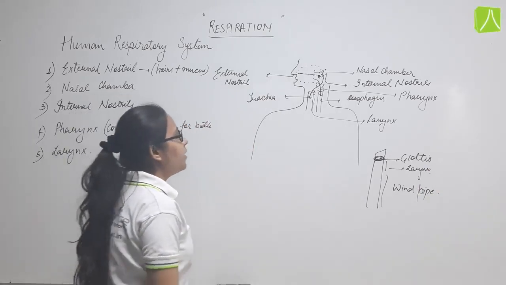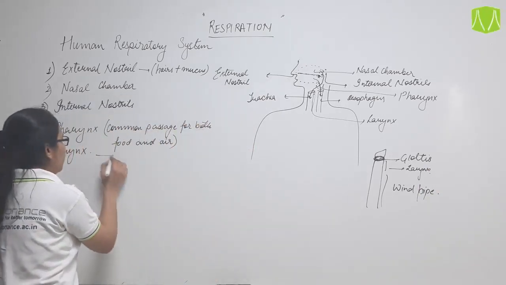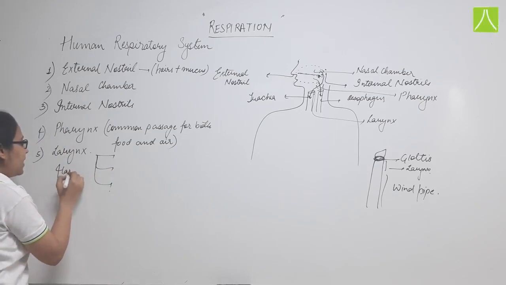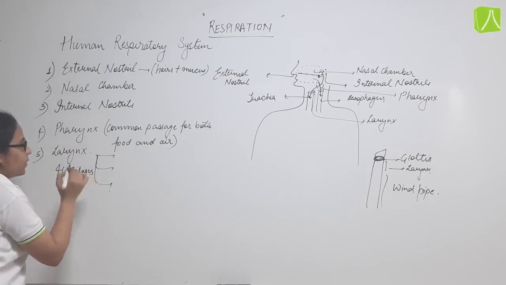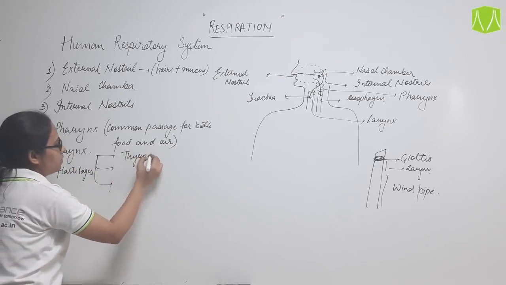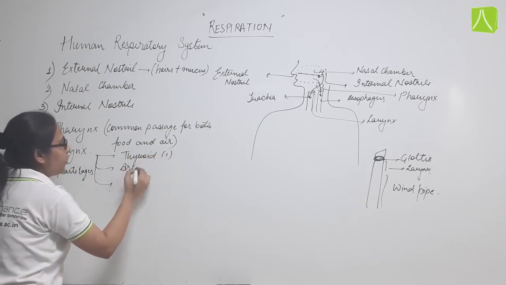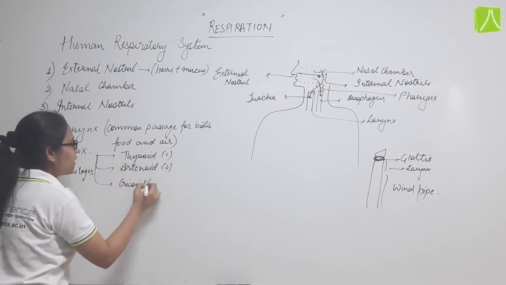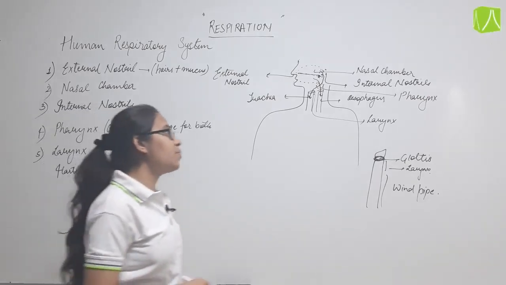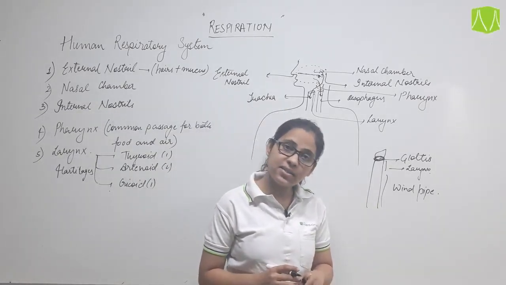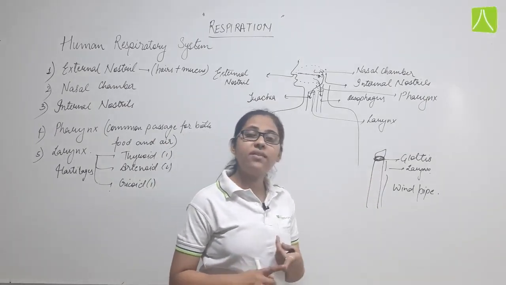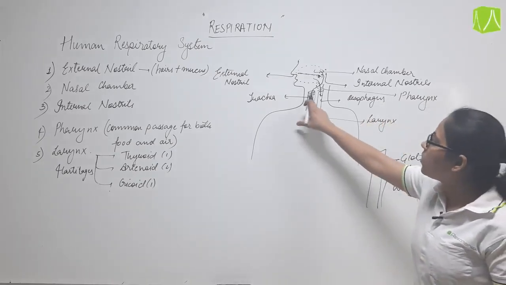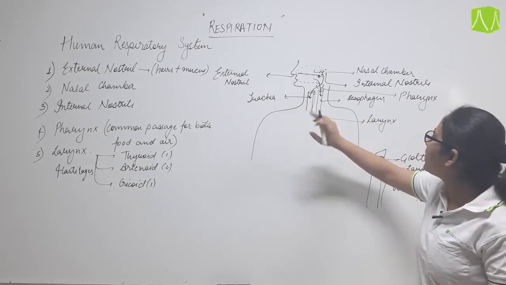The larynx is basically made up of 4 cartilages. One is thyroid, which is 1 in number, then arytenoid, which is 2 in number, then cricoid, which is again 1 in number. So this larynx is made up of 4 cartilages: one thyroid, two arytenoid, and one cricoid. This part is basically the larynx.